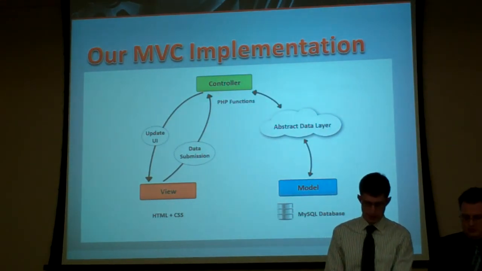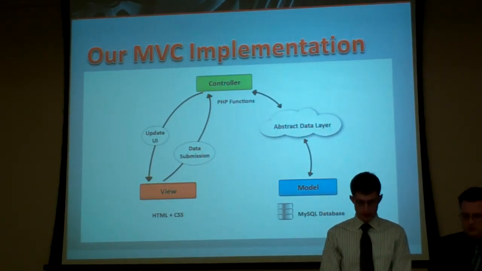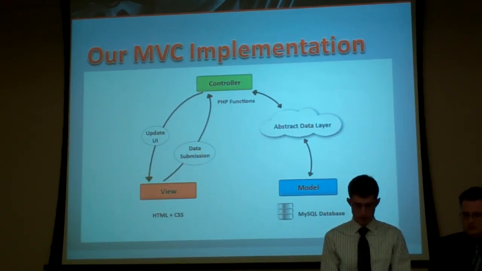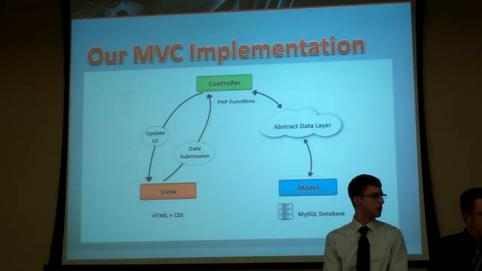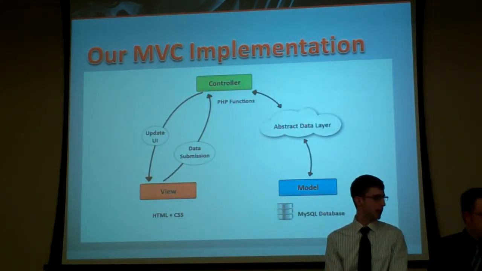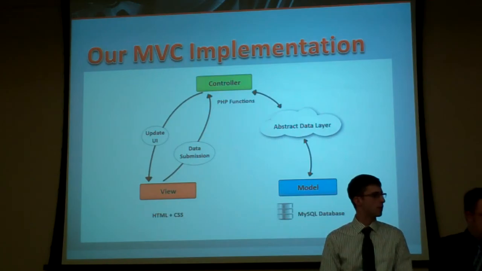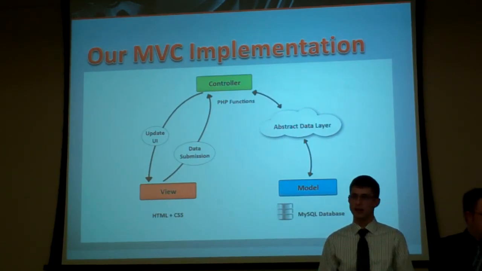So in our implementation of the MVC, we have a controller unit, and that holds our business logic layer, which is essentially the functions that work directly with the UI, data coming in and out from the UI. So part of that would be the validation and repopulation functions. Those update the view, which is HTML and CSS. There's also another level of our controller, and that's the abstract data layer, which consists of PHP functions that will insert things into the database.